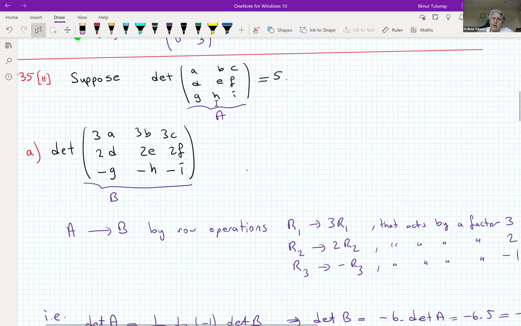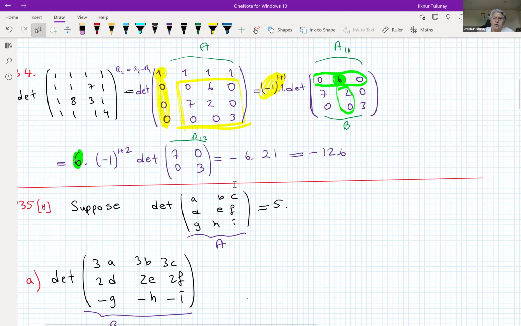Because we have a matrix A and a matrix B, we can obtain matrix B from matrix A. With these row operations, we multiply the first row by 3, right? So this is a factor of 3. Row 2 is multiplied by 2, and row 3 is multiplied by -1.